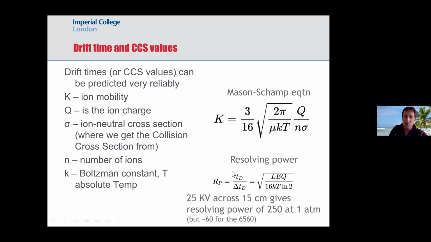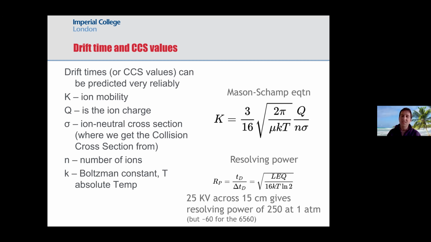And this is the equation on the bottom right-hand side, which is the resolving power of our ion mobility. TD is the time in the drift tube, and delta TD is the width at half height, the maximum width at half height of our peak as we go across there. To give you an idea about how resolving ion mobility tubes can be, for a tube which is 15 centimeters long with 25 kilovolts across there, you get a resolving power of roughly 250 at 1 atmosphere of pressure.